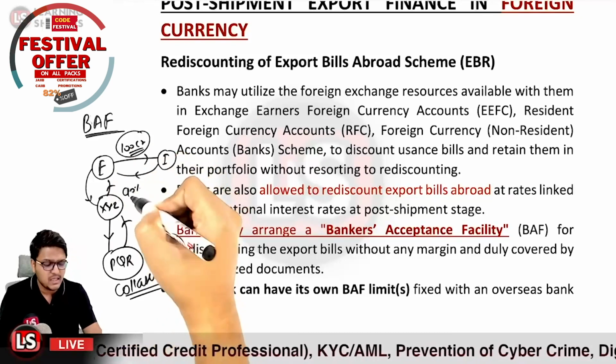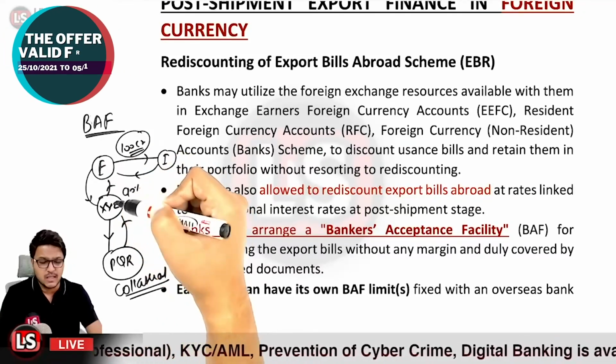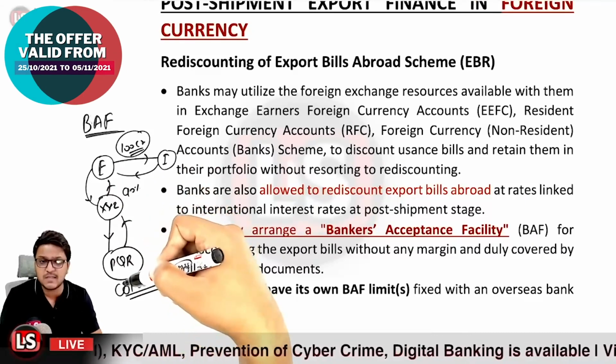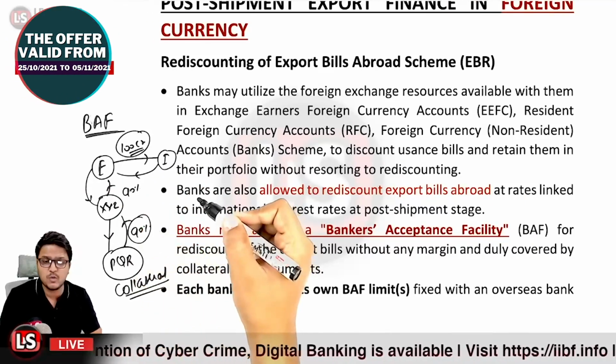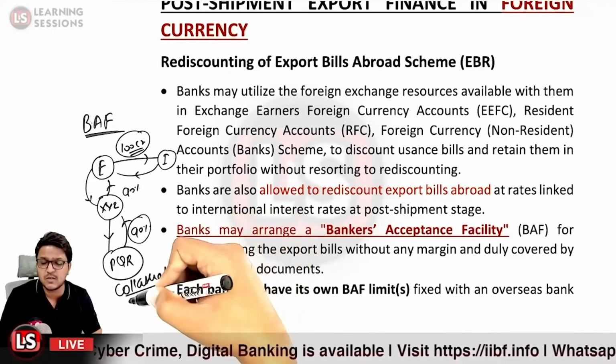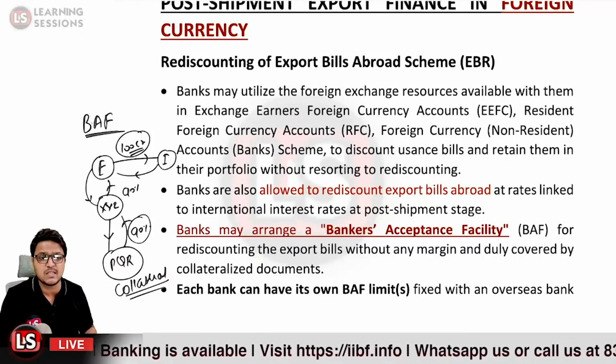there and 90% means 90 crore were extended to the exporter over here, XYZ bank can avail this facility up to 90%. Can avail 90% of the loan facility without any margin against the collateral documents from some other bank. So that is a banker's acceptance facility.